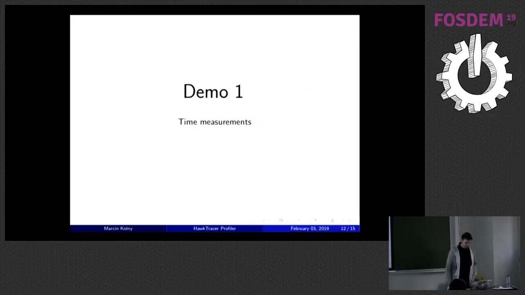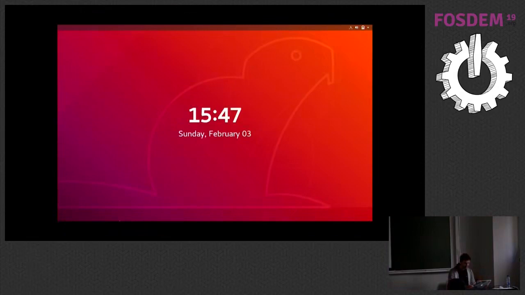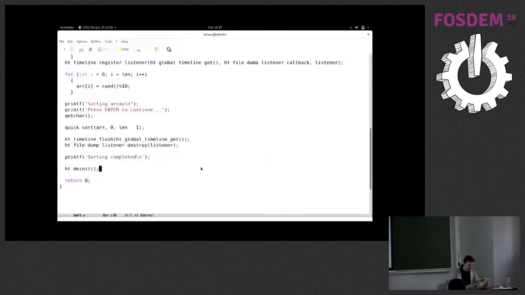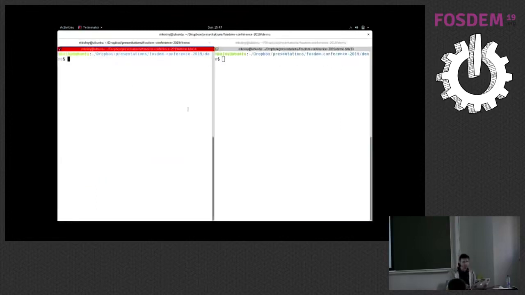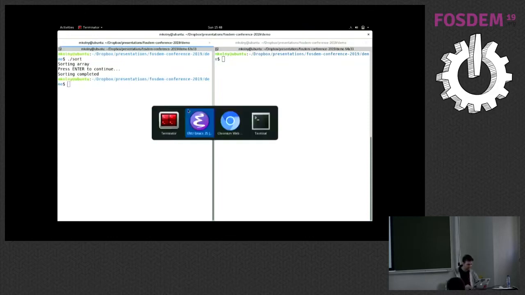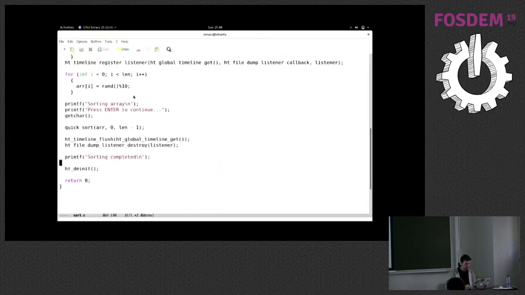Okay, so the first demo. I've implemented a sorting algorithm. It sorts 400 numbers, and it turns out that the algorithm is very slow. If you see, I press enter now, and yeah, it took a while to sort those numbers. There were only 400 numbers, so it should be very quick. So let's look at the source code. We call the quick sort here.